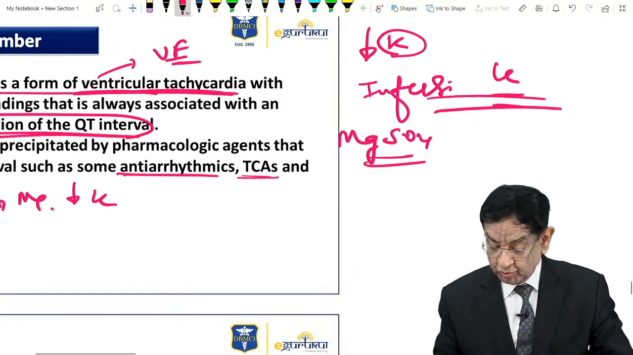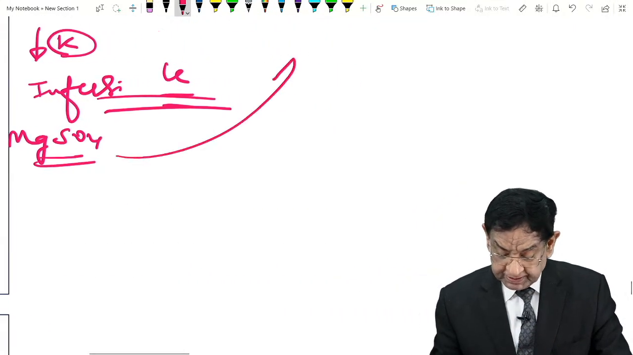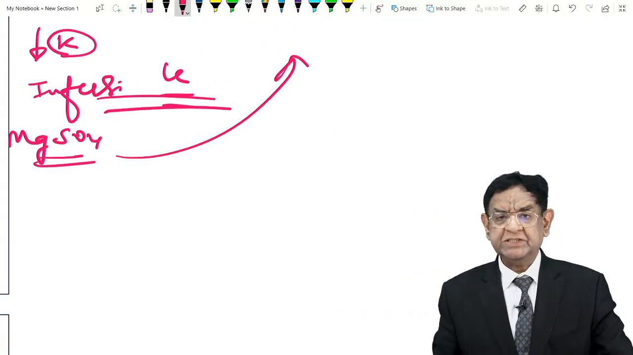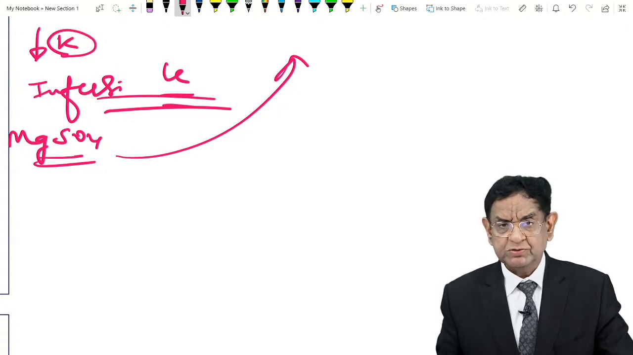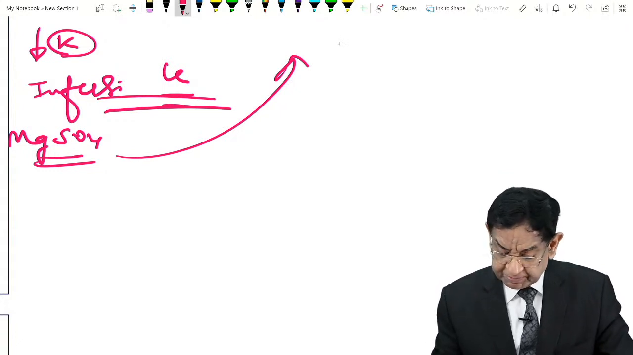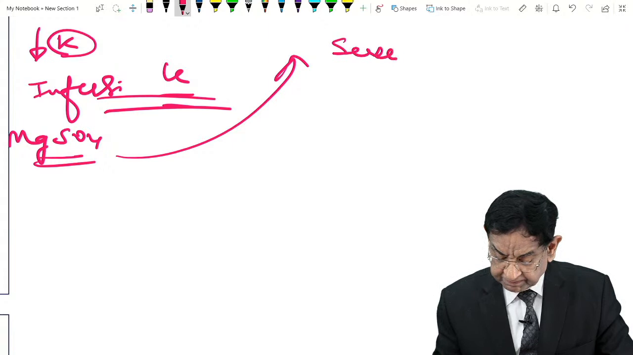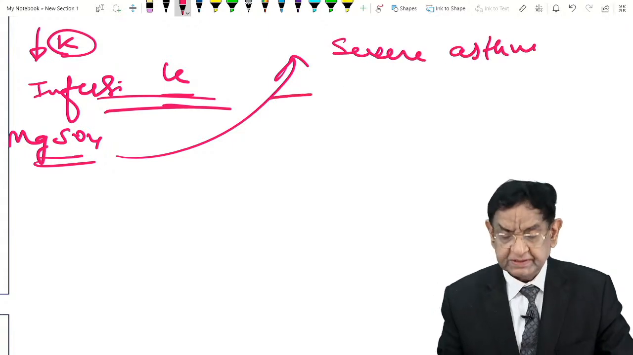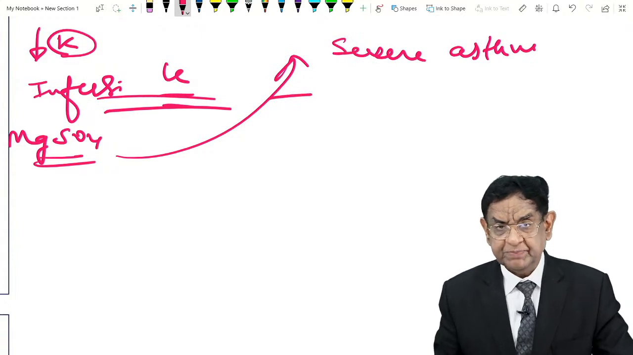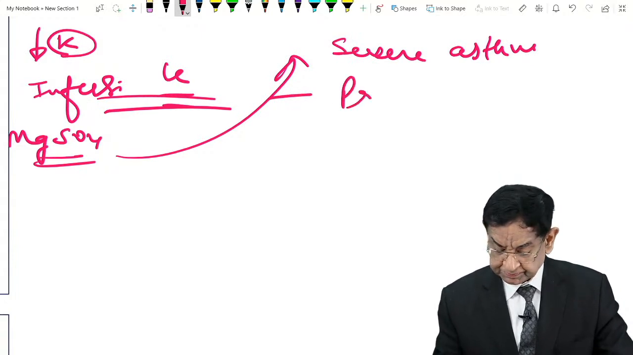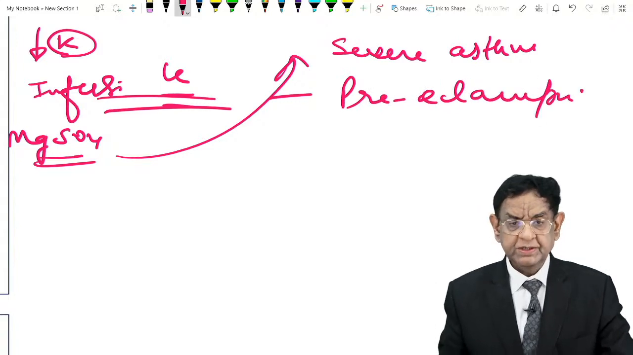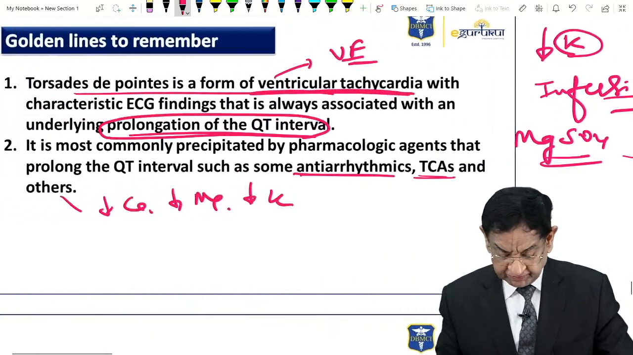Okay. Well, extra knowledge: magnesium sulfate we also use in the treatment of severe asthma in some cases. We also use it in pre-eclampsia. Okay. So there are other uses of magnesium sulfate.